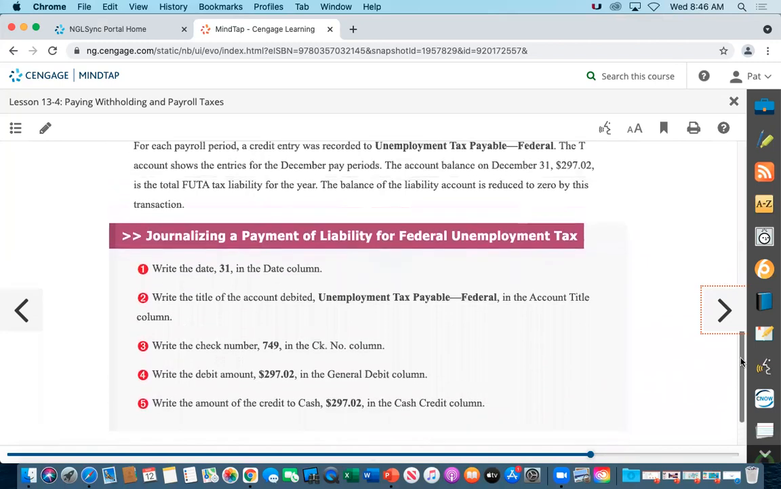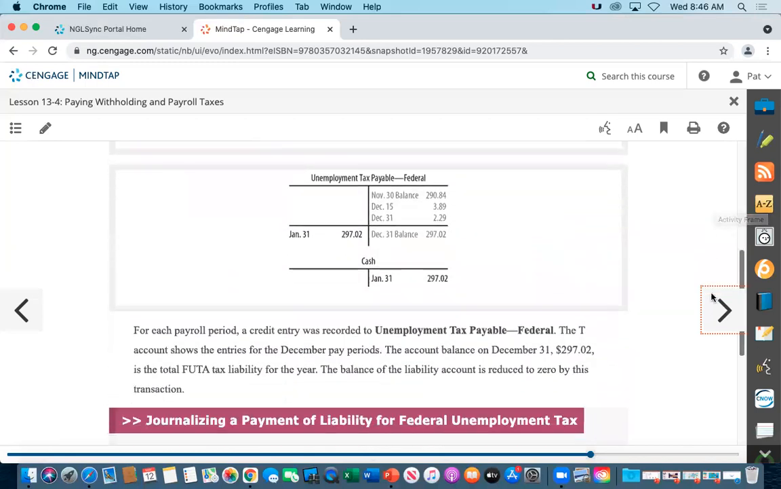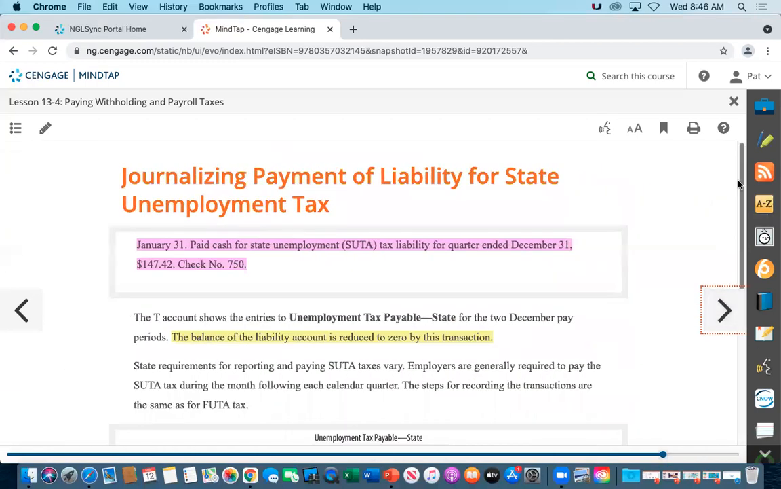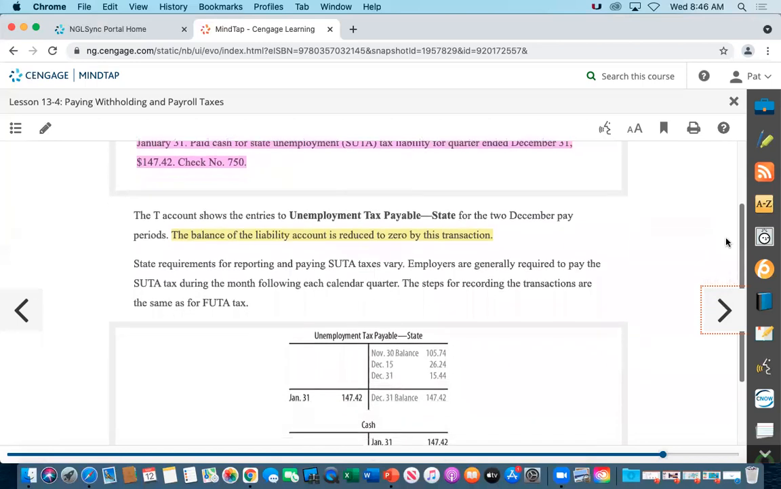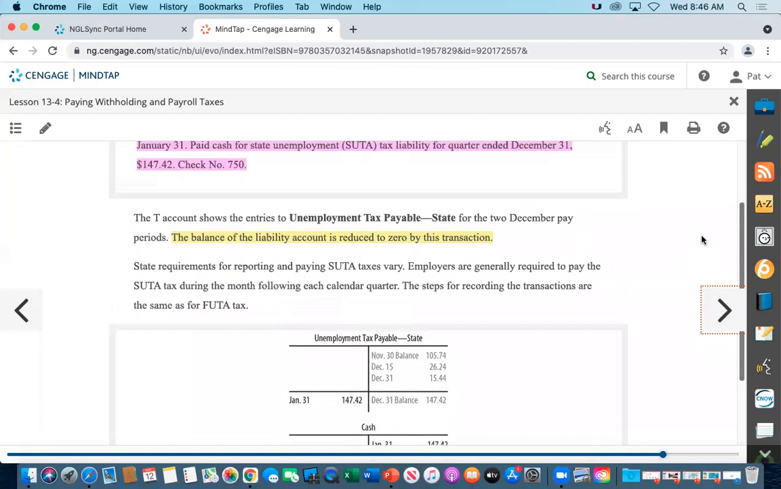It's just the way it is. We're just going to debit unemployment tax federal and credit cash. When you get to state, pay cash for state unemployment tax. They don't even give you an example because it's the exact same thing.